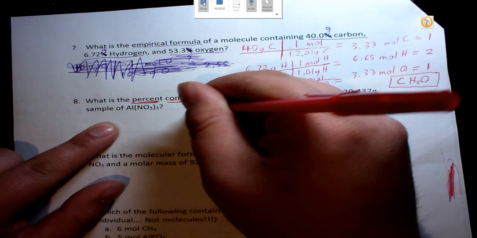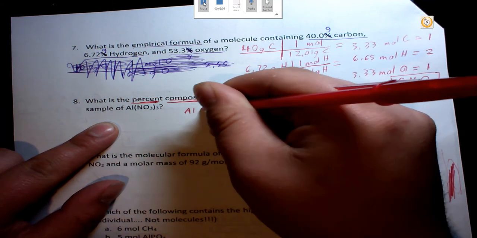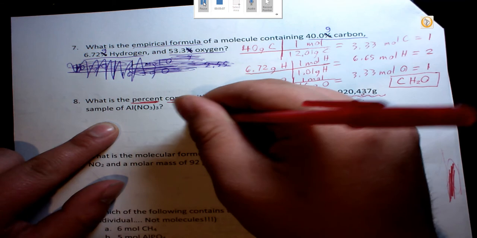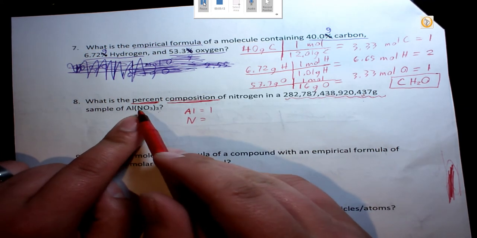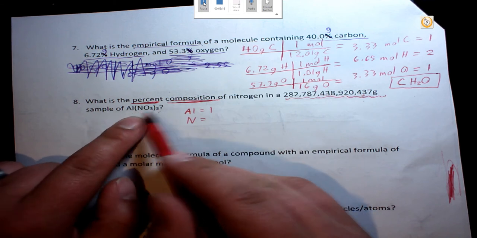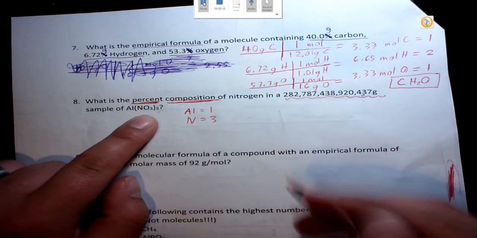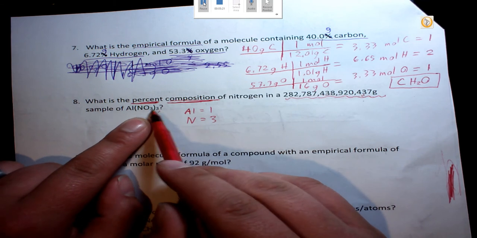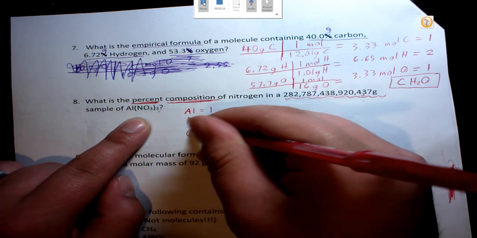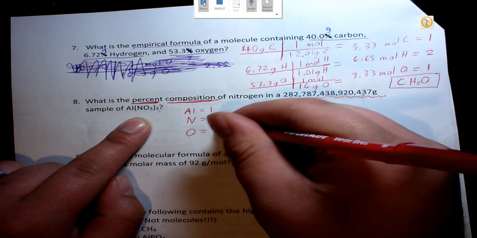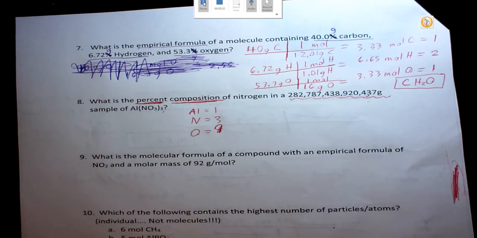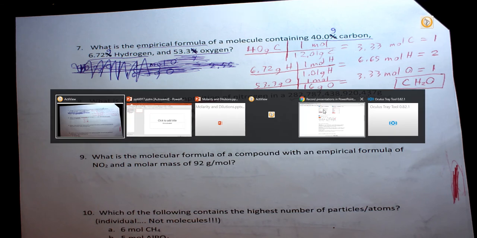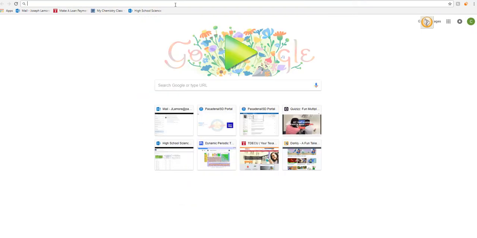So we're going to look at aluminum. We have 1. Nitrogen, we have, don't get tricked here because we have this subscript outside of our little basket here. So that 3 goes to the nitrogen. And then we have 3 times 3 oxygen. So oxygen, we have 9. I almost wrote a 6 there. So what we're going to do, just to be sure, is look at all of our molar masses. We're going to go to ptable.com.